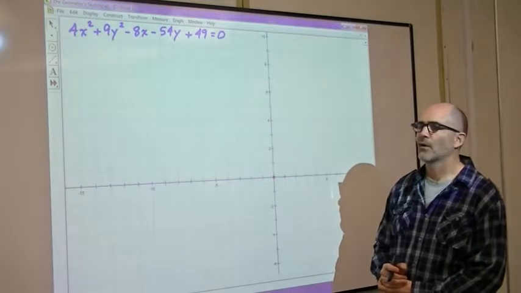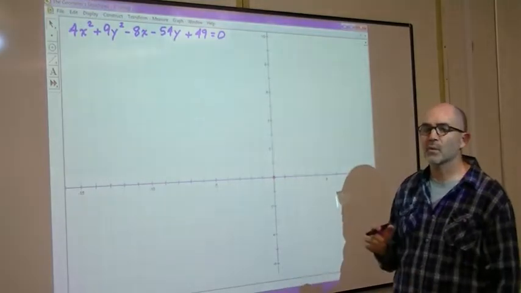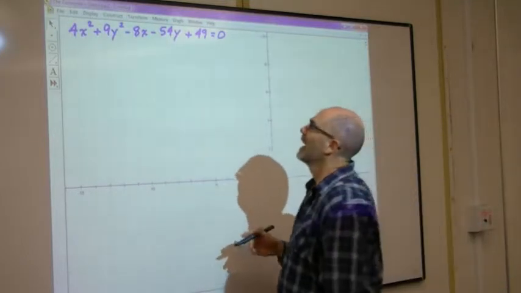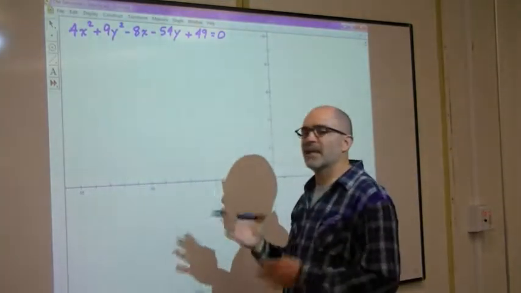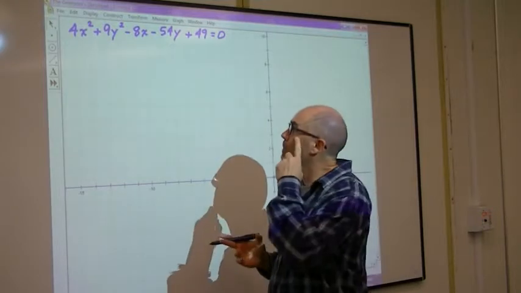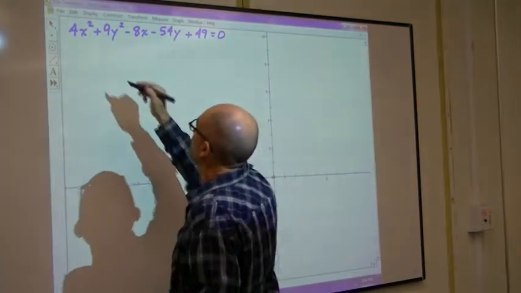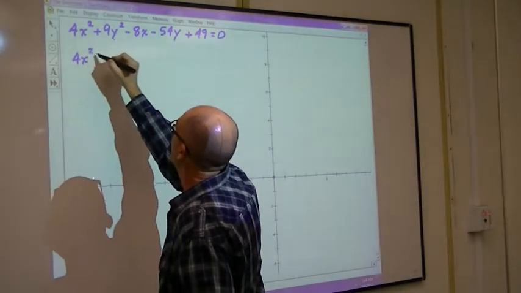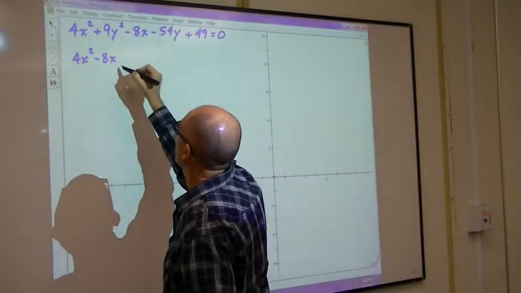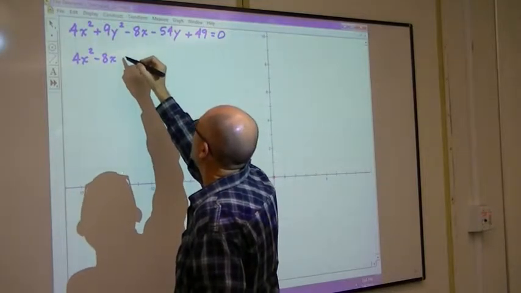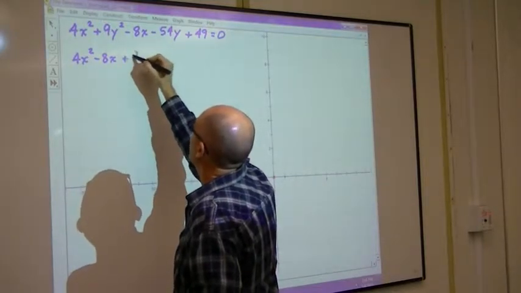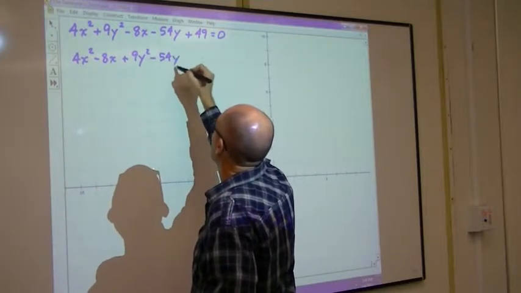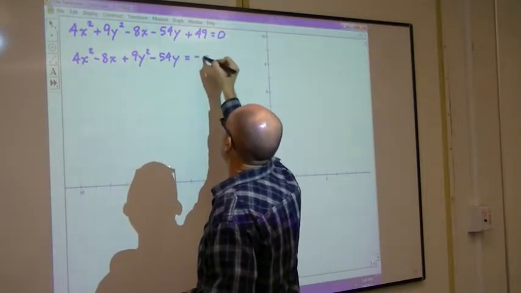Okay, we need to get this thing in standard form or else we can't graph it. So, how do we get it in standard form? The same way we got the circle in standard form. We get our x's together. So our x's are going to be 4x squared minus 8x. And now we get our y's together. So plus 9y squared minus 54y equals negative 49.